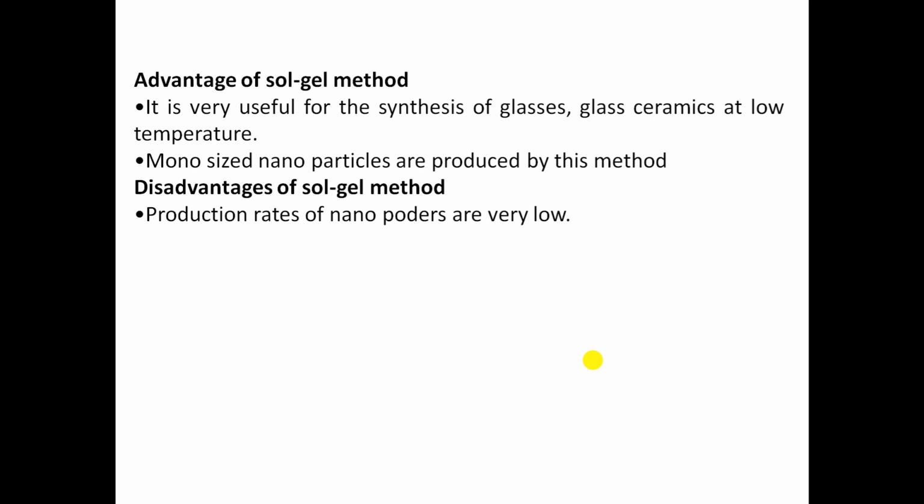The sol gel method is very useful for the synthesis of glass and glass ceramics at low temperature. In the sol gel method, mono-sized nanoparticles are produced. The disadvantage of the sol gel method is that the production rate of nanopowder is very low. So the sol gel method has a very important role in the synthesis of nano material.